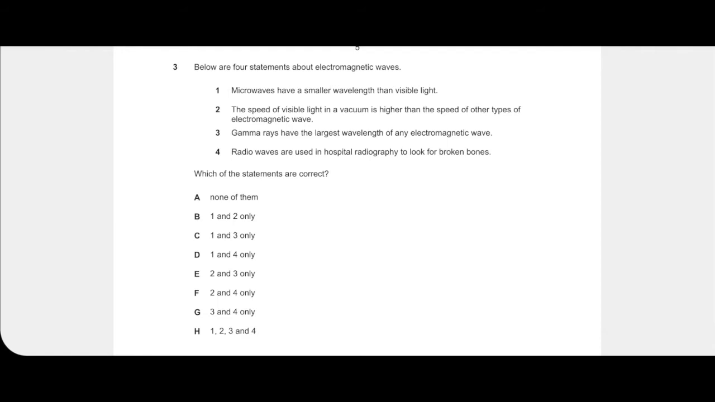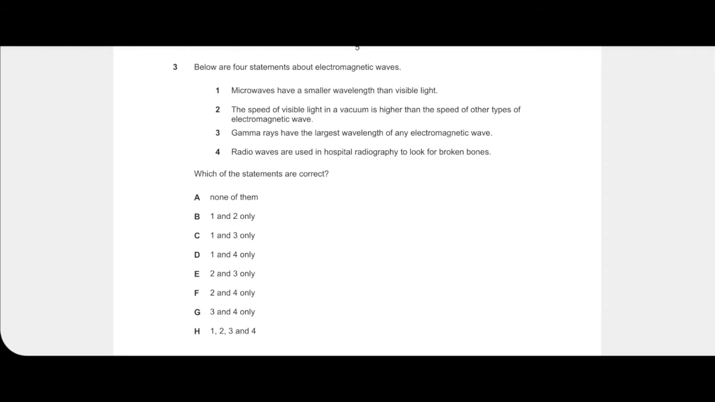Number 3, gamma rays have the largest wavelength of any electromagnetic wave. 4, radio waves are used in hospital radiography to look for broken bones. Which statements are correct? Now, you can do this by deduction, but ideally speaking, you just want to go through each statement and identify if it's true or false, and that's what I'm going to do, and then you'll be able to get your answer.